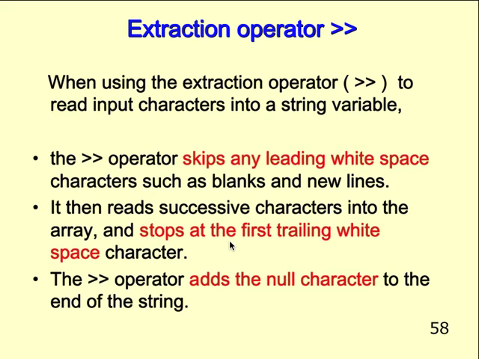So the extraction operator, the double greater-than, which we're using with cin, is used to read in characters into the string variable. It skips any leading white space, such as blanks and new lines. When the read succeeds, it stores the characters into the array, stops at the first trailing white space, and adds a null character automatically. So this operator is what puts the null character in when you're reading from the command line.